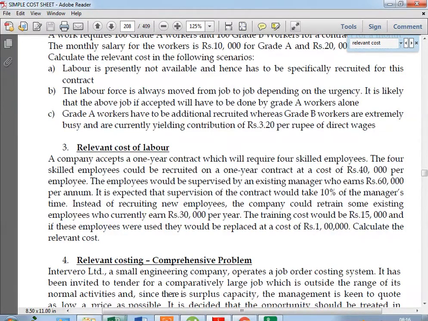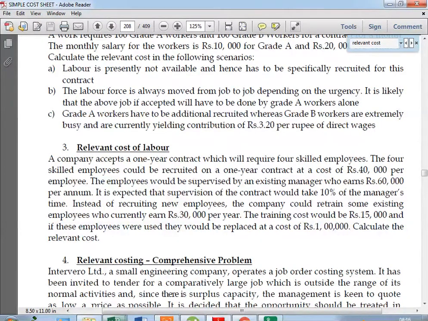Any doubts on this? Relevant cost of option 2 equals 1 lakh plus 15,000, which is 1 lakh 15,000. Any doubts on this? Next, finally, conclusion.